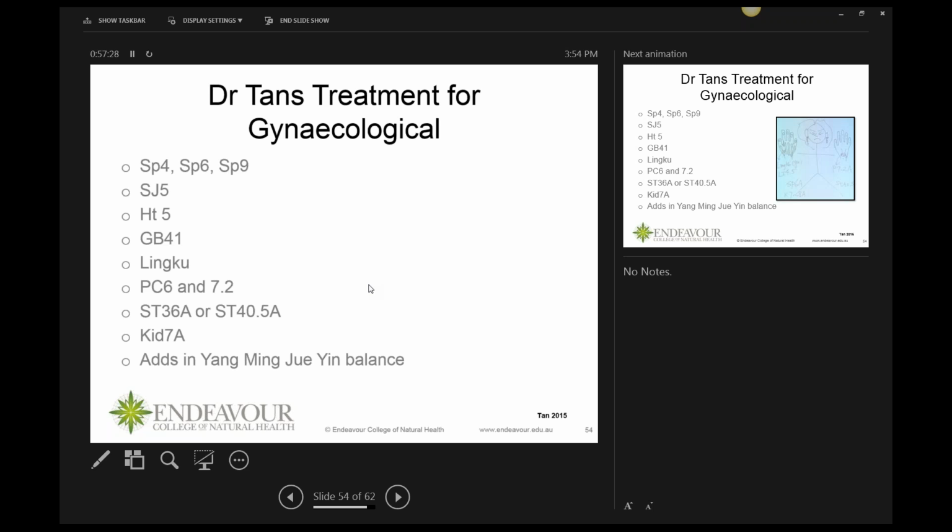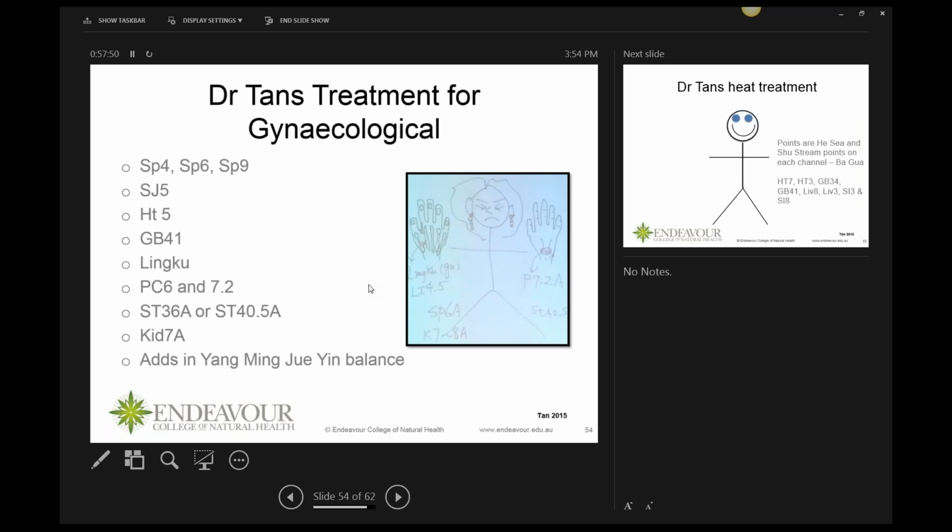So there's Linku, pericardium 6 and 7.2, stomach 36. He says look for stomach 36 usher, and stomach 40.5 look for the usher. Kidney 7 look for the usher, and he adds in this Yang Ming / Zhui Yin balance on top of that. So we end up with this diagram that he drew of this particularly unhappy gynae patient. And he reckons pericardium 7.2 is particularly effective for anything uterus related, any uterine cramps and that sort of stuff.